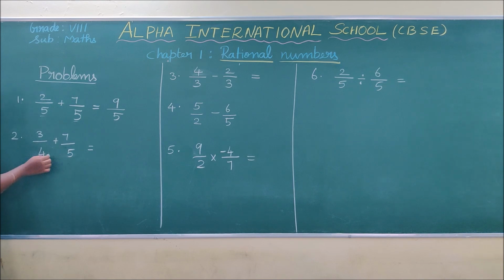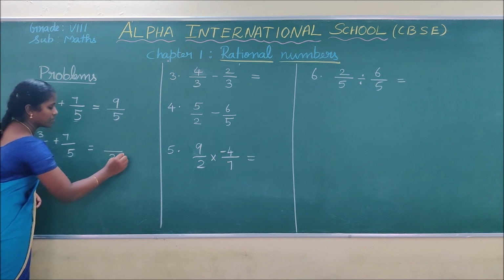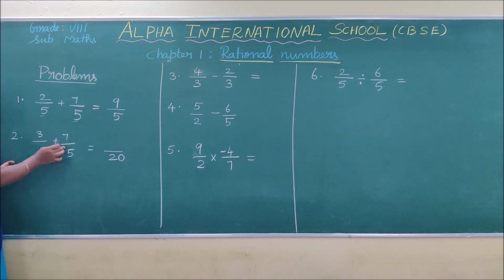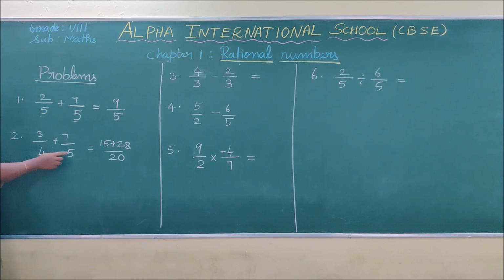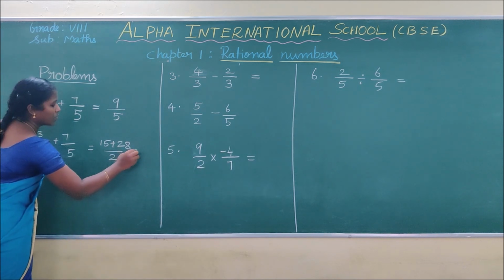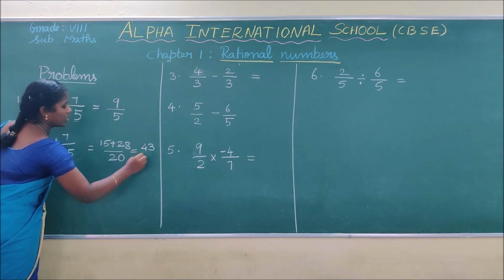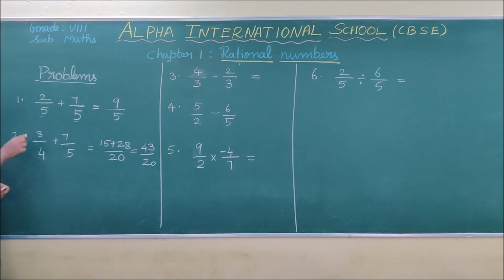See the second example. Here, the denominators are different. If the denominators are different, you first take the LCM for the denominators. What is the LCM for 4 and 5? The LCM is 20. Then you have to multiply the number with the numerator and add the numerator. So 5 threes are 15 plus 28. So 5 into 15 and 7 into 4, 28. What is the value? 43 by 20.